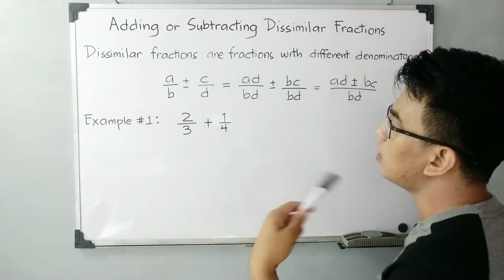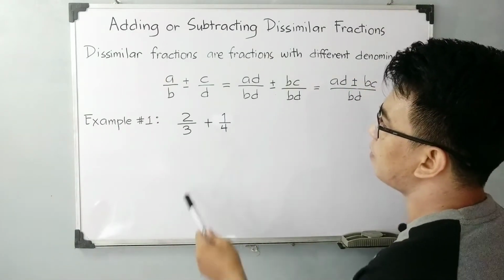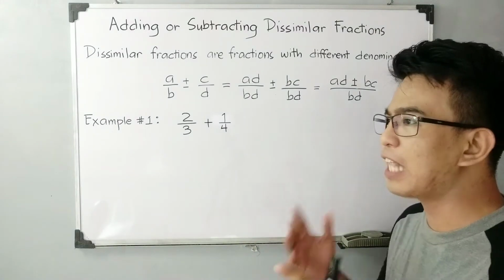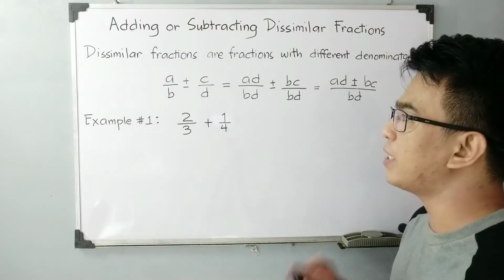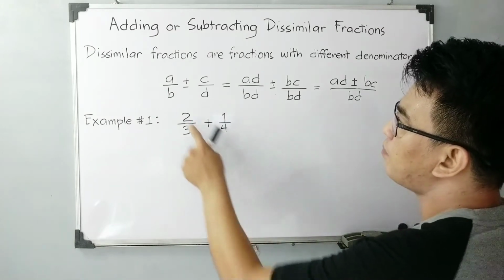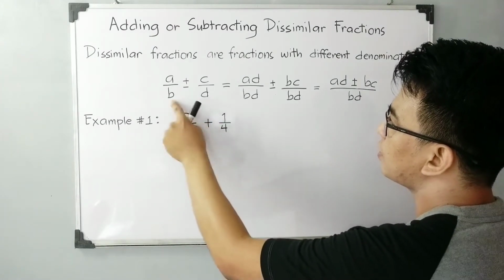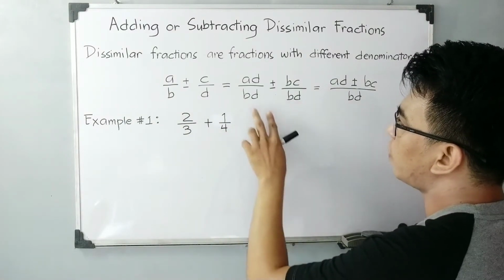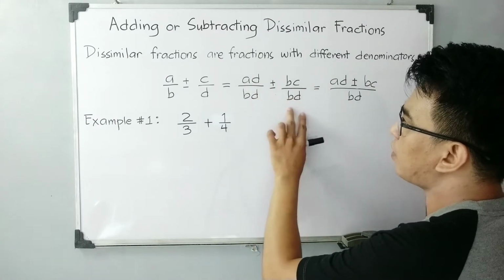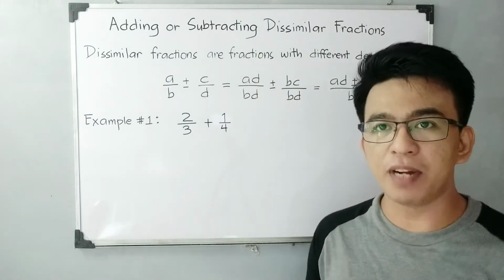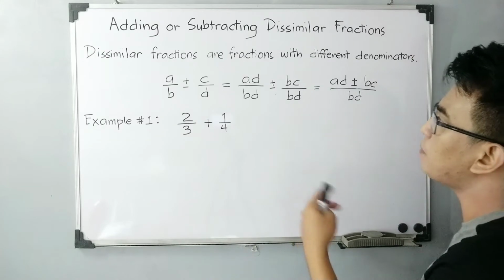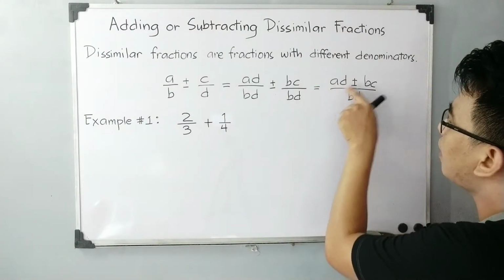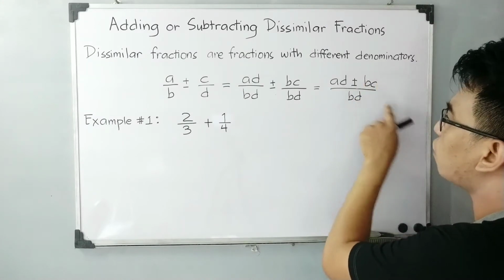So how to add or subtract them? First, you need to make them as similar fractions. Kailangan gumawa tayo ng paraan kung paano ba sila magiging similar fraction. As you can see, by multiplying their denominators, B times D, that is BD and BD. So if they have the same denominators, or in other words, kapag similar fraction na sila, we can perform the operation addition or subtraction. And it will give us AD plus or minus BC over BD.